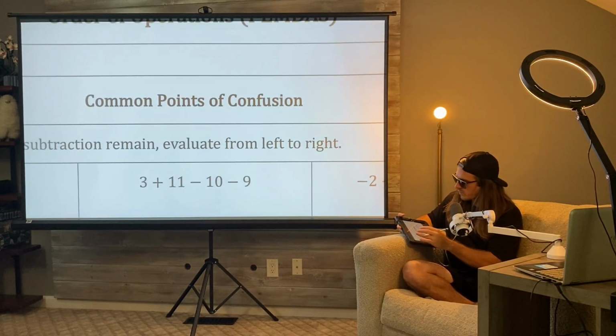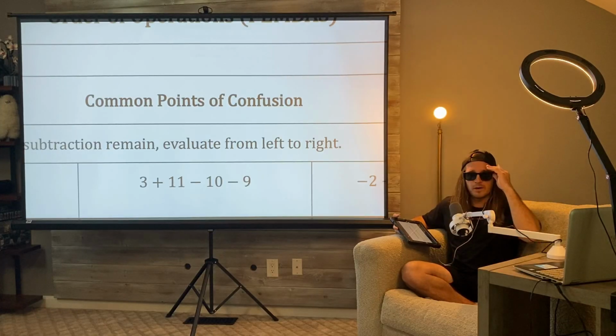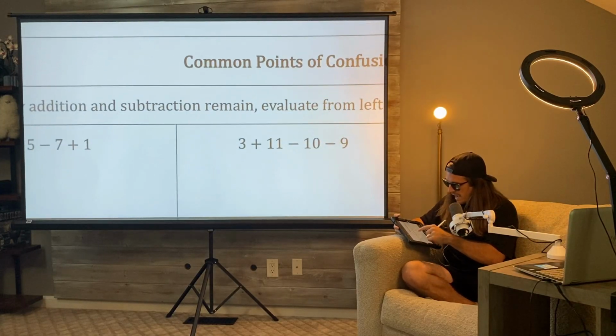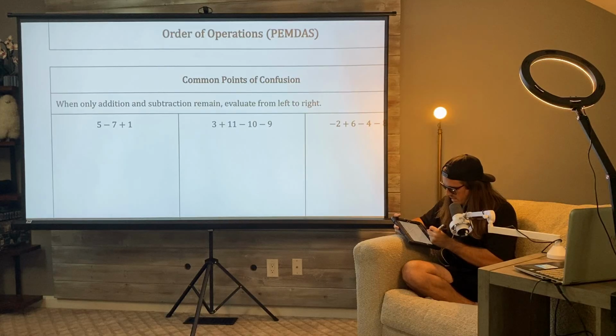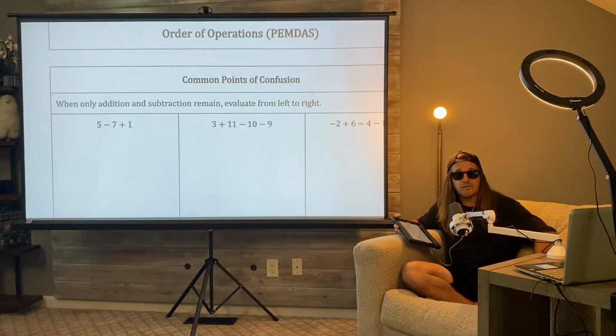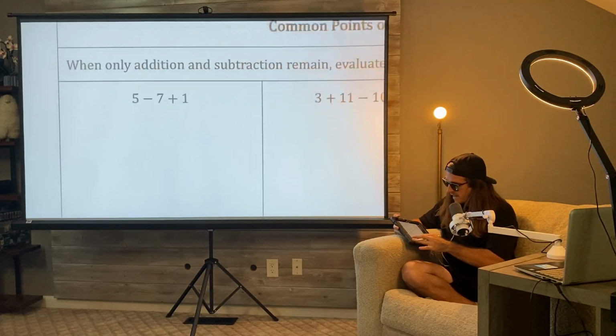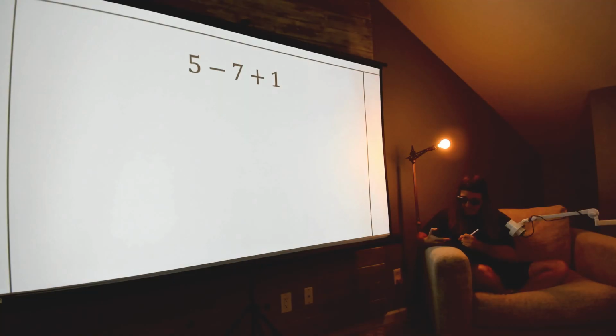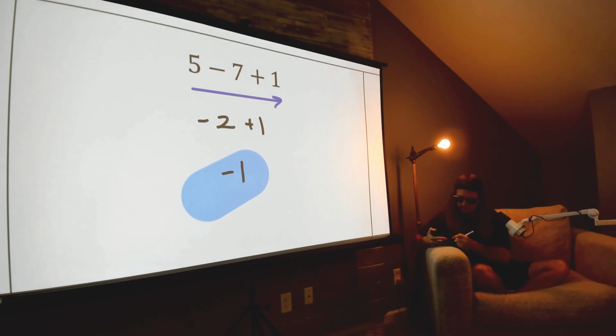So we're going to go over common points of confusion before we jump into full-length problems. And the first category here is when only addition and subtraction remain, evaluate from left to right. And just as I said, even if that means subtracting before adding, and that's exactly what we're going to have here. Yes, in this problem, you are supposed to do 5 minus 7 first. 5 minus 7 is -2, plus 1 is -1, and that is the answer there.